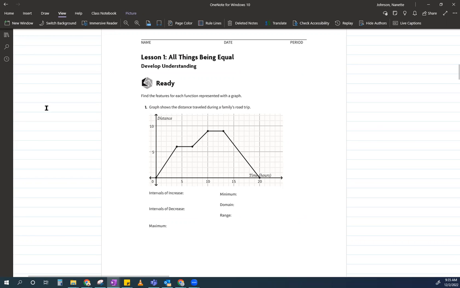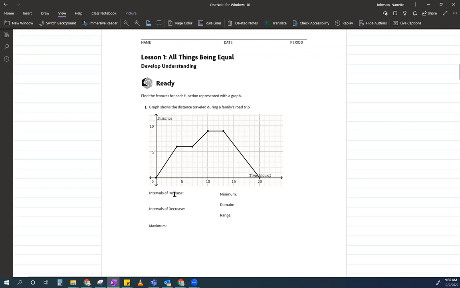Some people think that this is the road in which they traveled. That is not correct. They didn't travel this way, and then make a right turn, and then travel this way. This is not a road. This is distance over time.